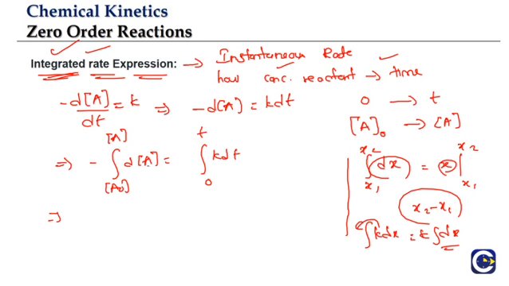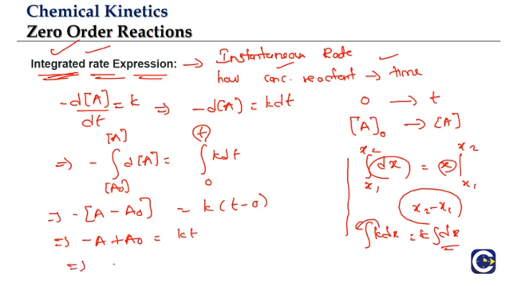So if you look at integral dA, this is like integral dx, means we are going to have minus, the final limit value is A, initial limit value is A naught, will be equal to integral k dt. k is a constant. Integral dt will be t. Final limit value is t. Initial limit value is 0. So what we have is minus A plus A naught is equal to k into t.